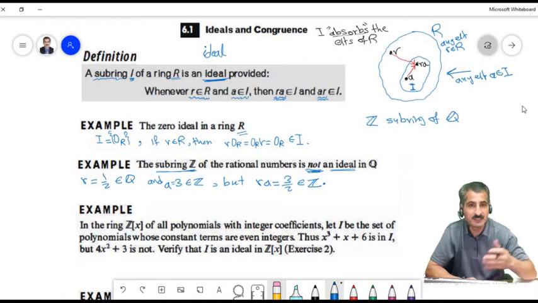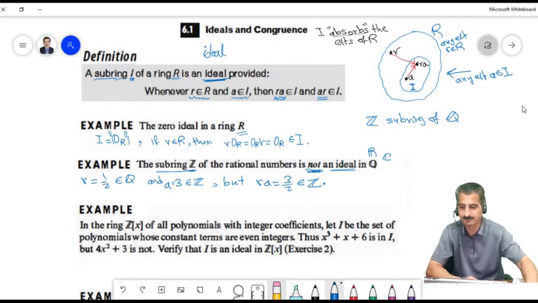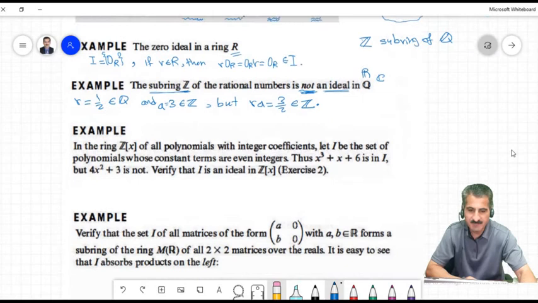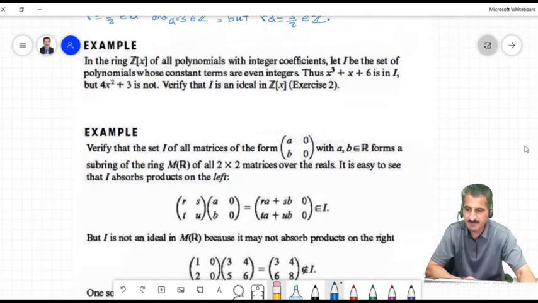Or inside the real numbers, we can replace it. Same thing, same proof will work if we choose the ring R to be the real numbers, or if we choose it to be the complex numbers. So we have an example for an ideal. Okay, more examples of ideals.